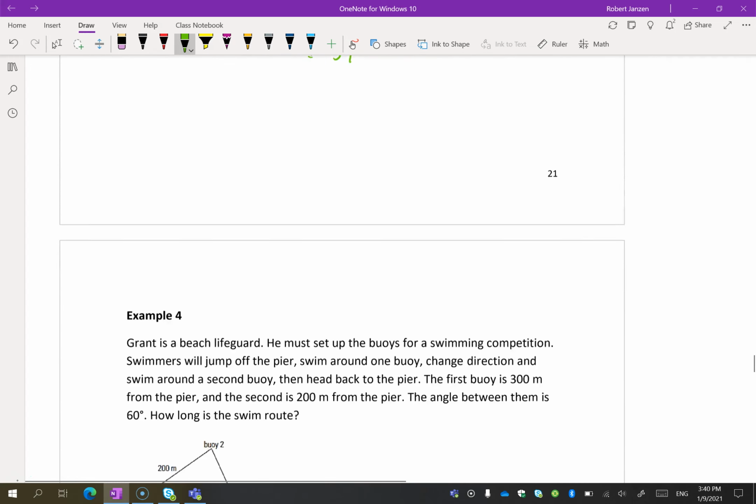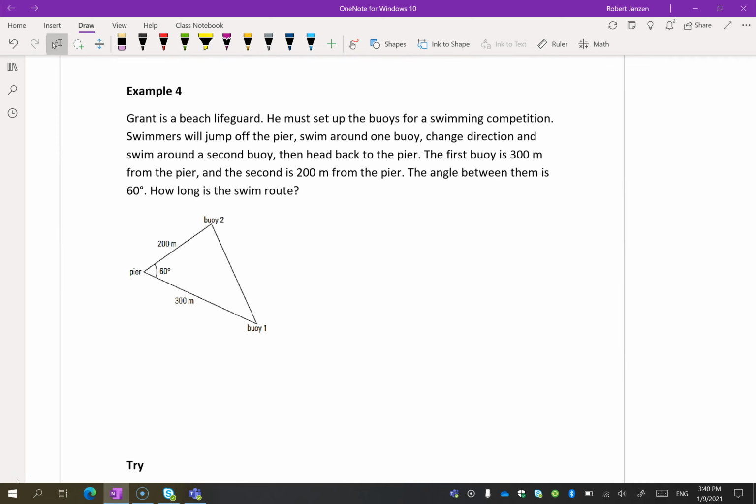Let's try another word problem. Similar question. It gives us some information. The nice thing is this one gives us a diagram. So Grant's a beach lifeguard. He must set up the buoys for a swimming competition. Swimmers will jump off the pier, swim around one buoy, change direction, and swim around a second buoy. Then head back to the pier. The first buoy is 300 meters from the pier, and the second is 200 meters from the pier. The angle between them is 60 degrees. How long is the swim route?